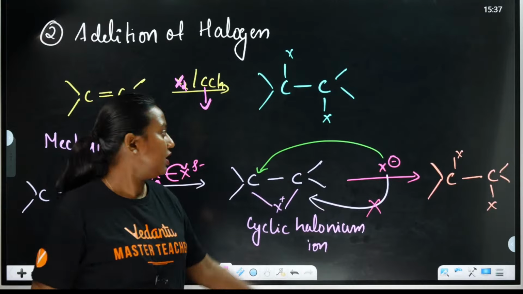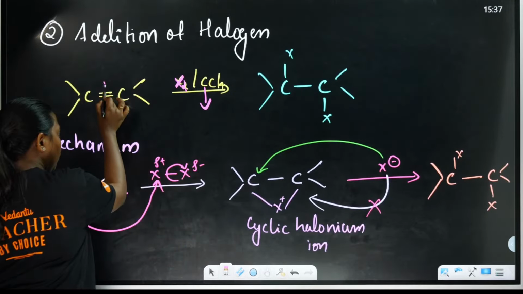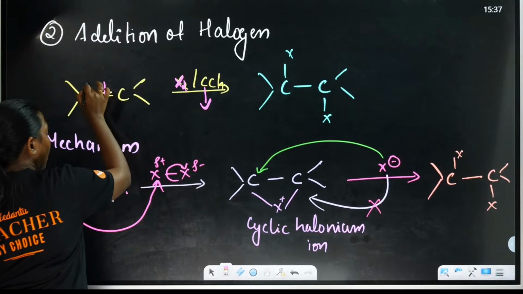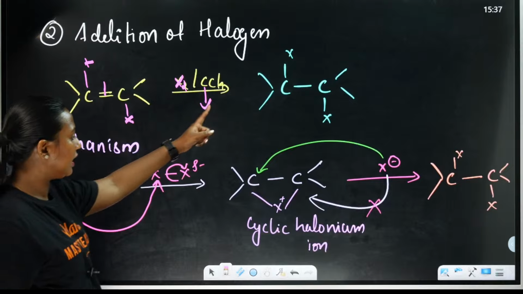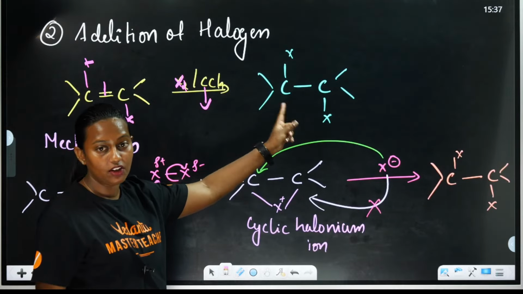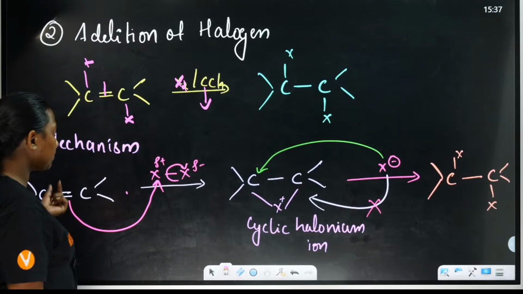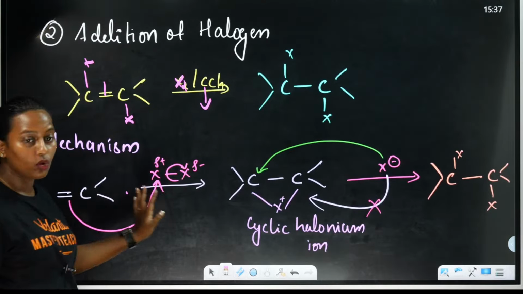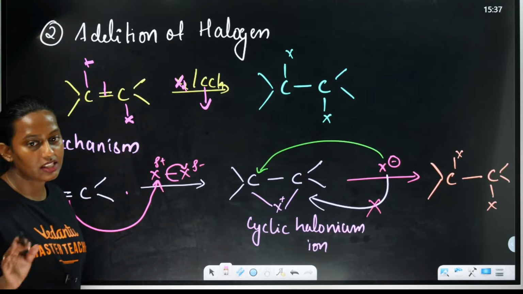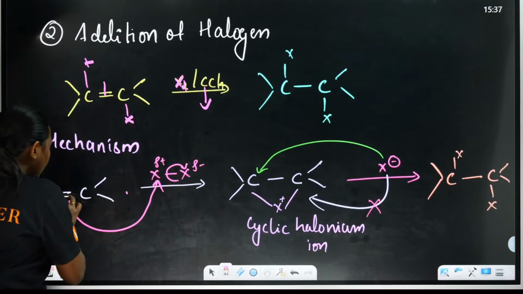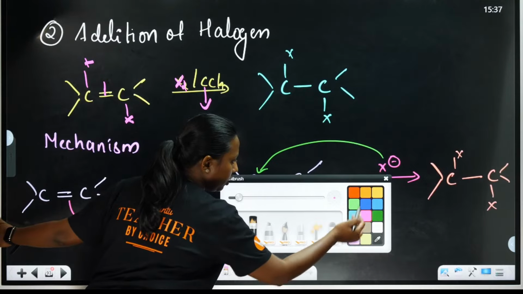That is our aim. So CCl4. What will happen? This bond will break, so one side halogen, another side halogen. So here you will get trans halogens, a trans dihaloalkane. So the mechanism is important. Listen carefully. There is a double bond here. We can use some other color pen.